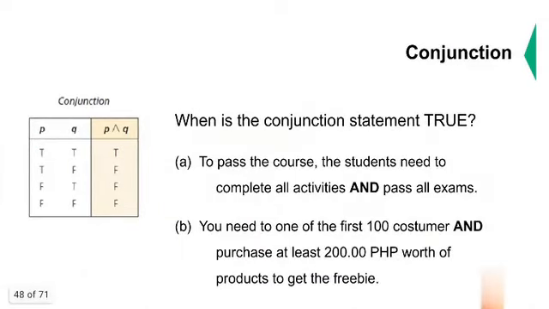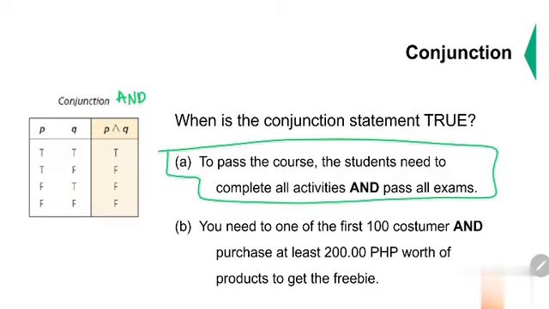What about conjunction? Kasi pag conjunction, gumagamit ka ng and, di ba? I'll give you an example. To pass the course, the students need to complete all activities and pass all exams. Ganito po kapag conjunction. Dapat, para maging true yung buong statement na to, dapat true yung unang statement, saka true din yung pangalawang statement. Ibig sabihin, dapat yung estudyante kompleto sa activities at pasado sa lahat ng exam. Para maging true yung overall statement or to pass the course.